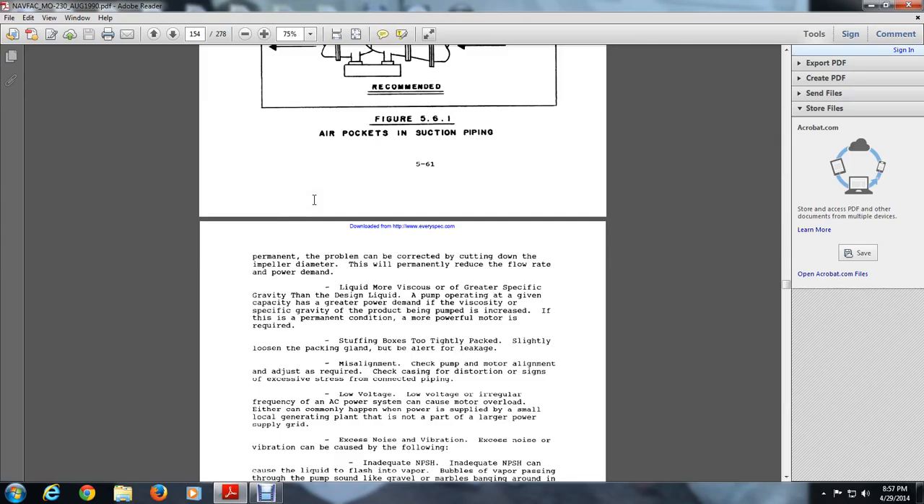Irregular frequency in an AC power system can cause a motor overload, and this can most commonly happen when the power is supplied by a small local generating plant that is not part of the large power supply grid.